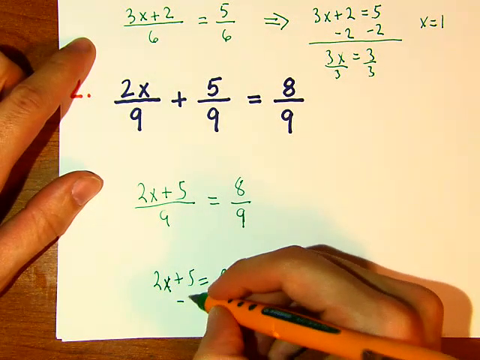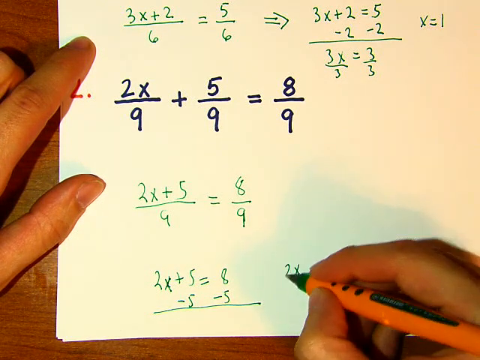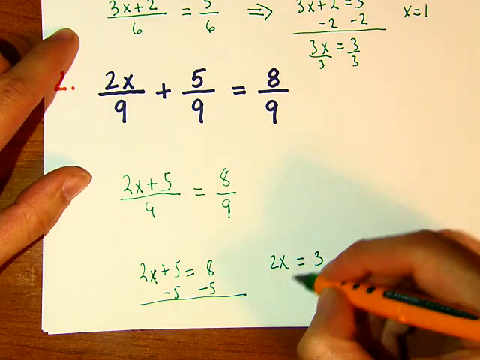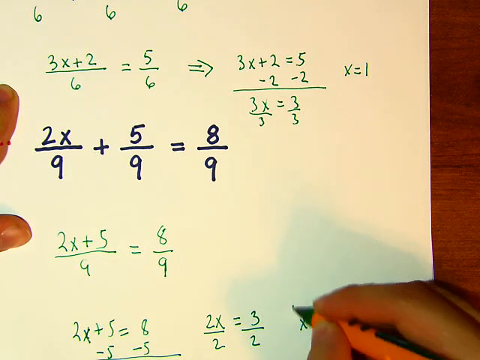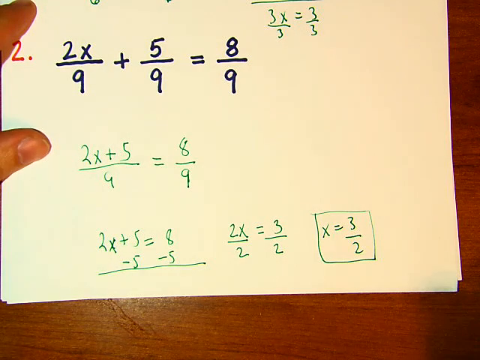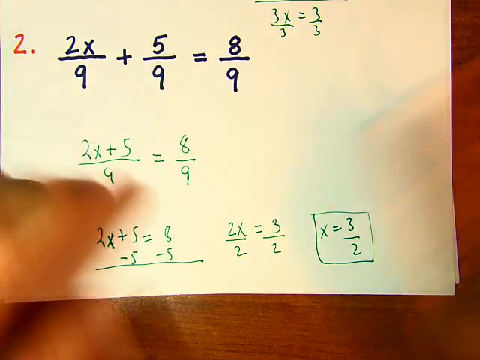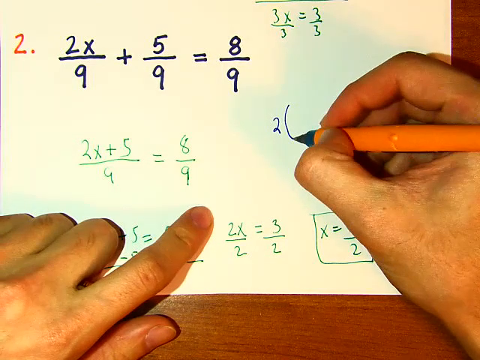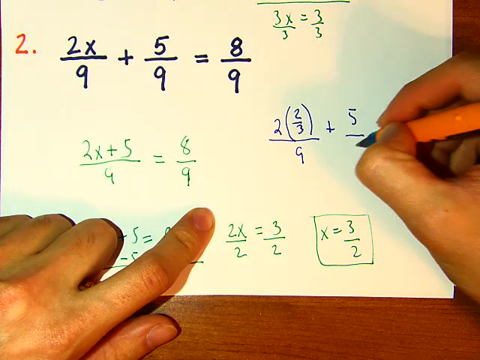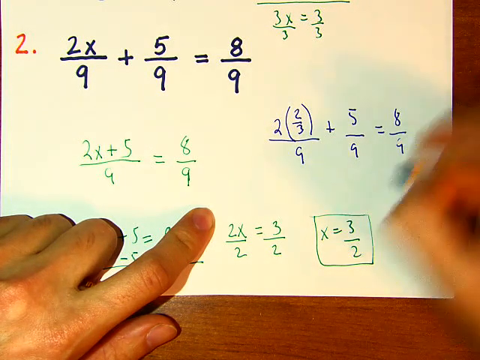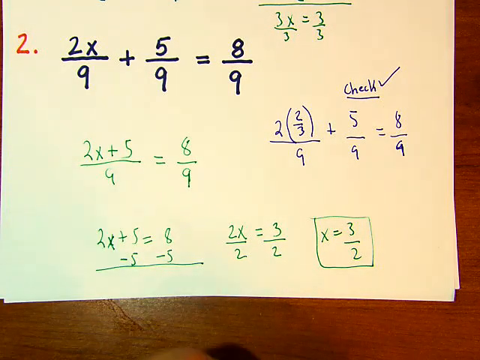And now you know what to do here. You just do minus 5, and 2x is equal to 3, right? And then divide by 2, and x is equal to 3 over 2. Okay? It's okay to get an answer as a fraction. And if you want to check it real quick, you could substitute it in here. It would be 2 times 3 over 2, over 9, plus 5 over 9 is equal to 8 over 9. And if you do the check for this, it will work.